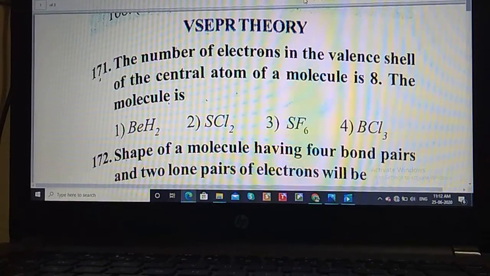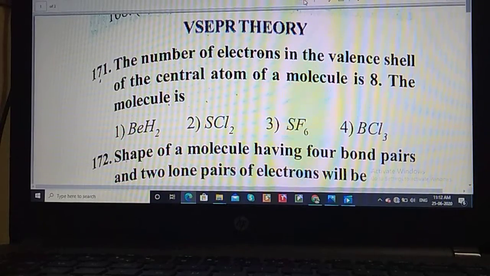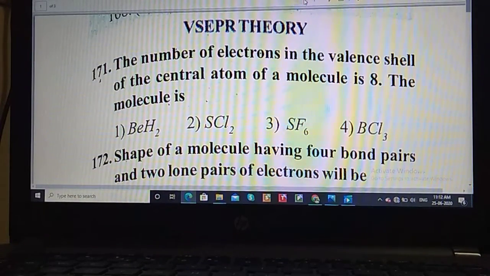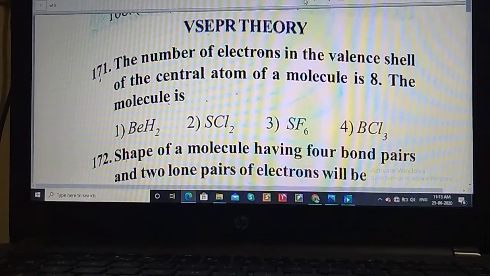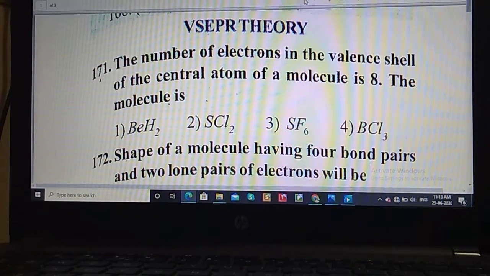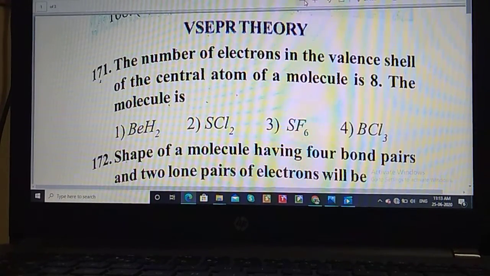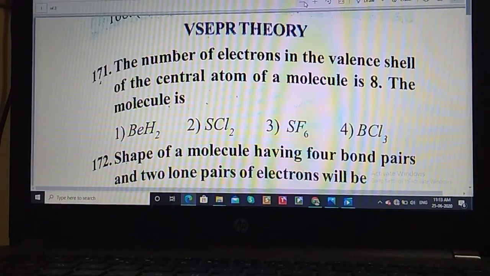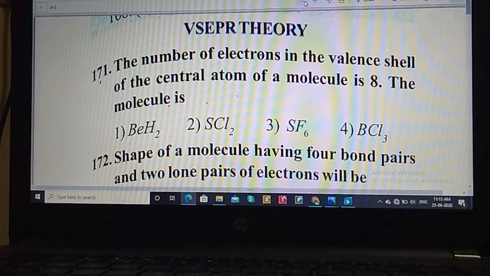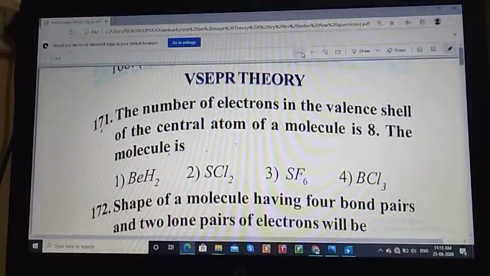Let us check the problem number first. The number of electrons in the valence shell of the central atom of a molecule is 8. The molecule is, now they are saying that is student, that is valence electron. Okay, valence electron they are saying 8, and they have given the options: BeH2, SCl2, SF6, and BCl3. So there are 4 options, and they are asking in which of the following the central atom has 8 electrons in its valence shell.